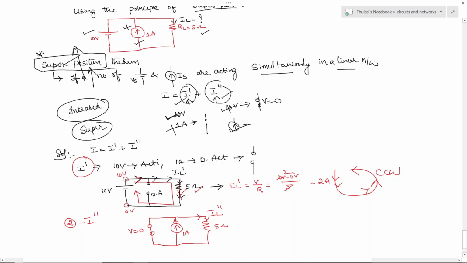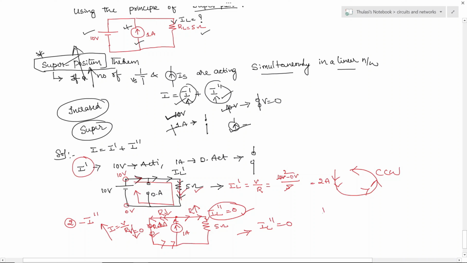Actually the current of 1 ampere will come to this point, and this branch is offering high resistance, while this branch is offering low resistance, because it is 0 ohm. Current I equals V by R, so wherever the resistance is low, the current will flow in only that direction. Therefore the total current of 1 ampere will flow in this direction and doesn't flow across the 5 ohm. So the current in this branch is 0, and IL double dash is equal to 0.